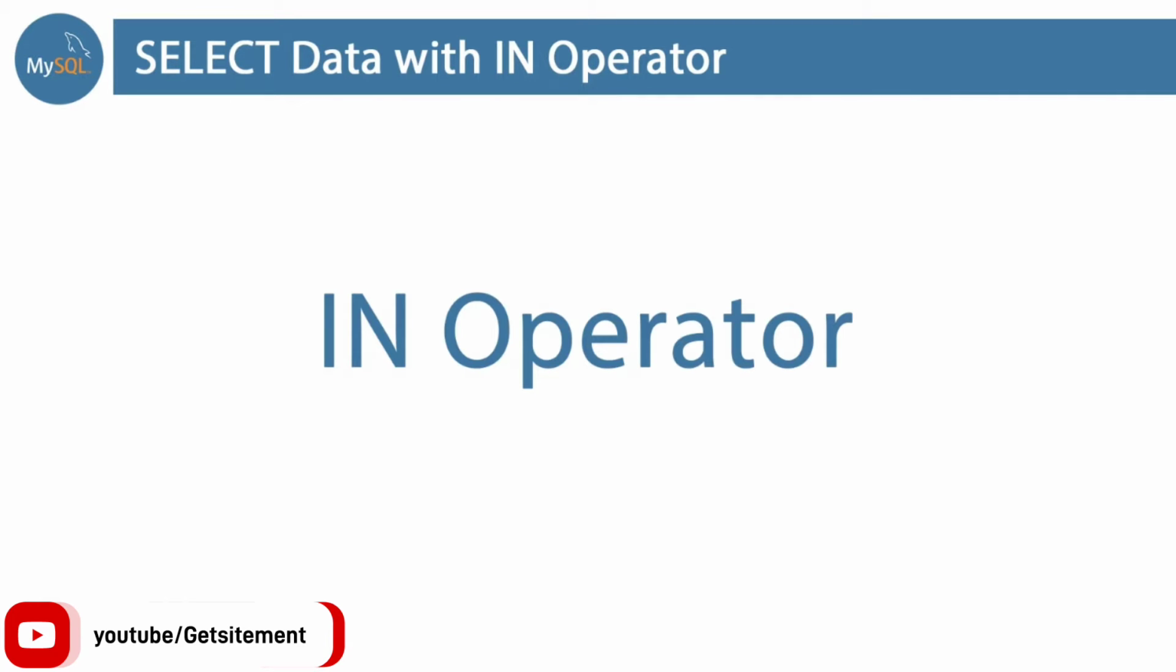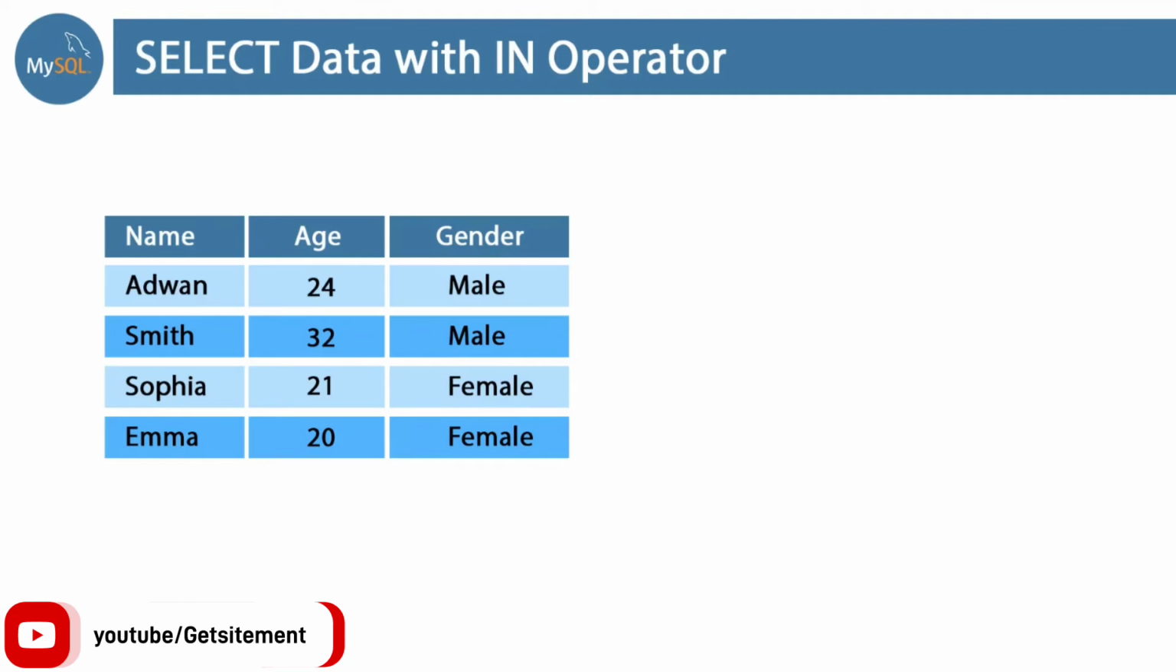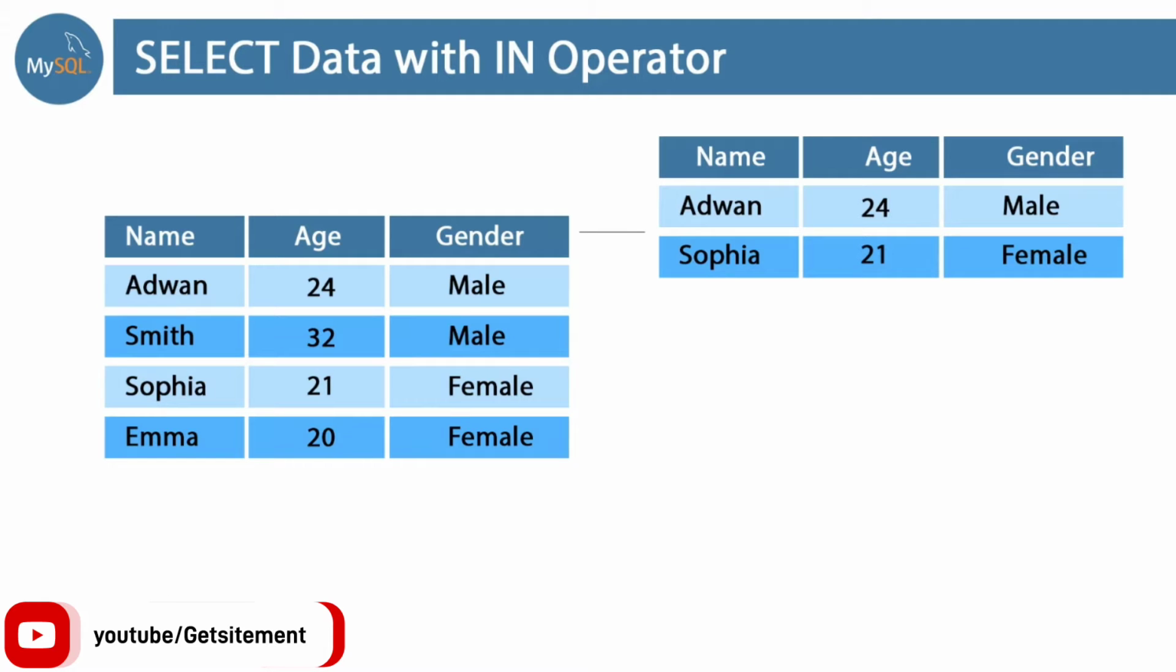Hello friends, welcome back. In this tutorial, we are going to learn the IN operator. Suppose we have a table in our database and I want to retrieve those students who are 21 years old and 24 years old. And it's written this kind of table. And you can see we have only two students who are 24 years old and 21 years old, Advan and Sophia.